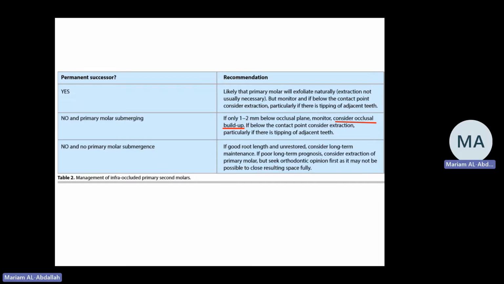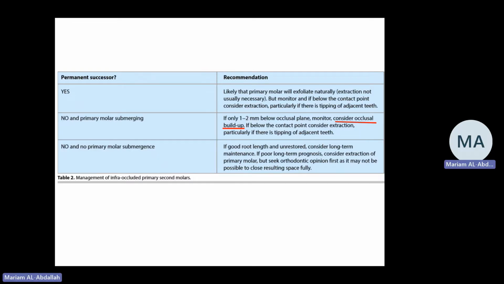replace space maintainer, band and loop if it's unilateral. If it's bilateral, then TPA or transpalatal arch. It depends on which arch the problem is. And the space maintainer used depends on how much bone is left above the permanent successor and how long we need to wait for it to erupt.